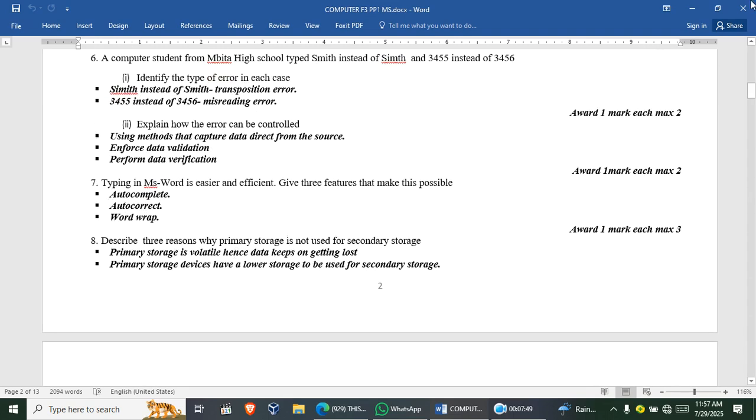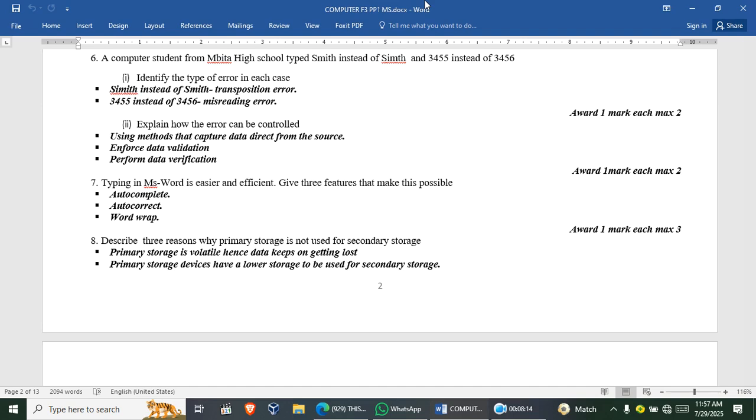Then we have: describe 3 reasons why primary storage is not used for secondary storage. What is the examiner asking? When I talk about primary storage, look at something like the read-only memory. When you talk about secondary storage, look at something like the hard disk, the flash disk, the DVD. Why is primary storage not used for secondary storage?